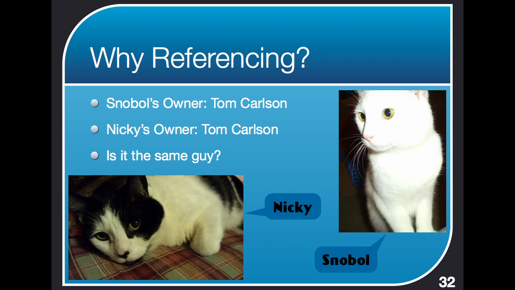Now, I'm actually completely lying because Snowball is really my wife's cat, and while I do have a cat of my own, her name is Einstein, and Nikki is not my cat. Nikki is Einstein's cat. It's all rather bizarre, but for the sake of this example, we'll pretend both these cats are mine. But is that true? Is this the same guy? You know, Snowball's owner's name is Tom Carlson. Nikki's owner's name is Tom Carlson. But are we sure it's the same Tom Carlson?